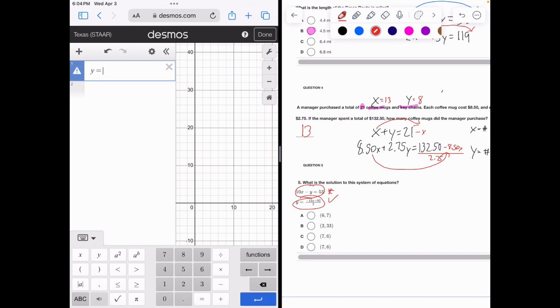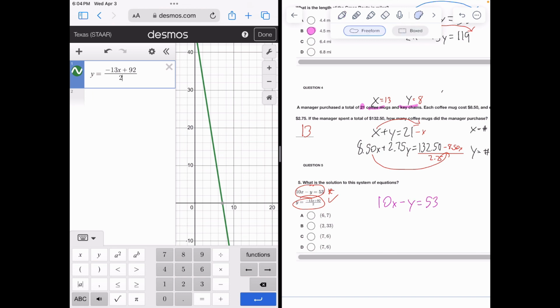Y equals, put the divide sign on top, so we got negative 13x plus 92 over 2. There's the first one. Now for that second equation, 10x minus y equals 53.